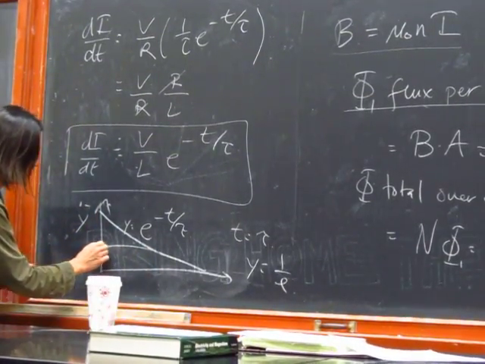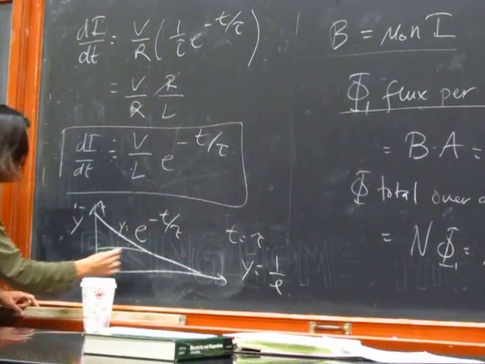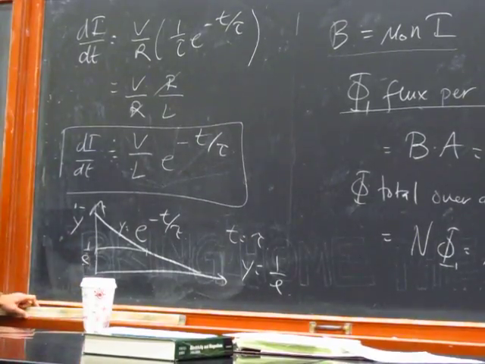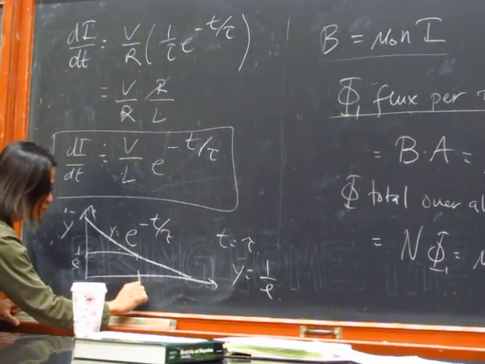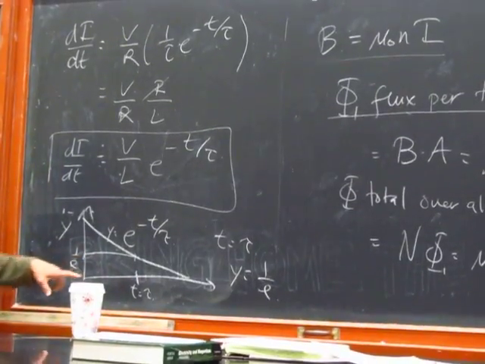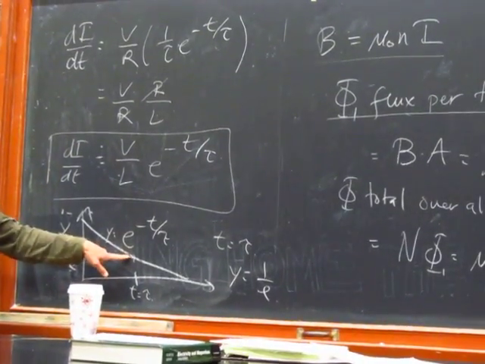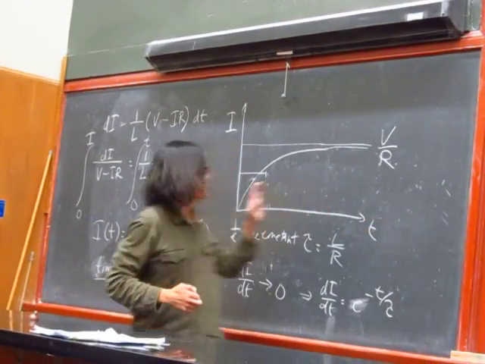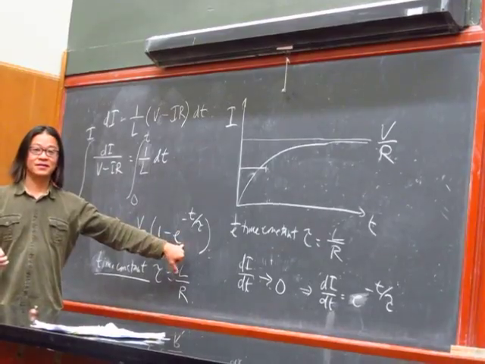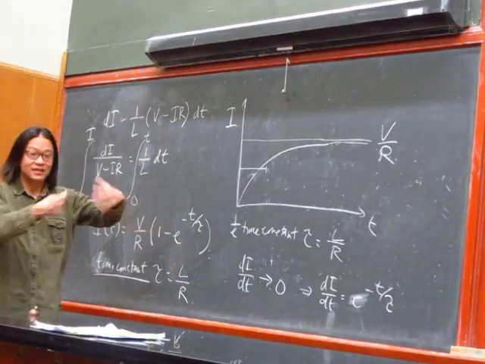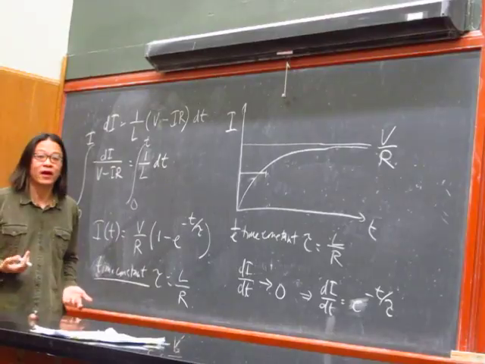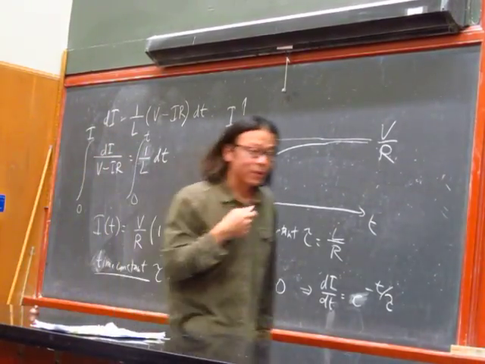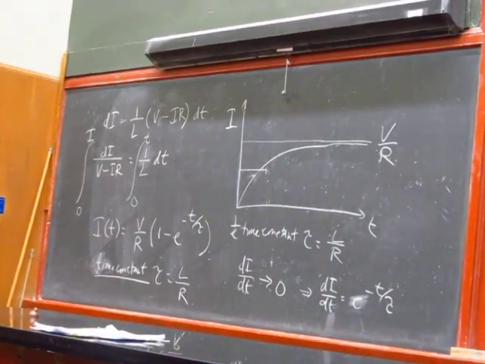And 1 over e is about 1/3. So this happened around here. It's about 1/3, or 1 over e, and this t is equal to tau. This is called the time constant. If you look at this curve, it's just an inverted version of that curve, because that's just 1 minus the exponential, and the time constant is defined in the same way. Question on this?